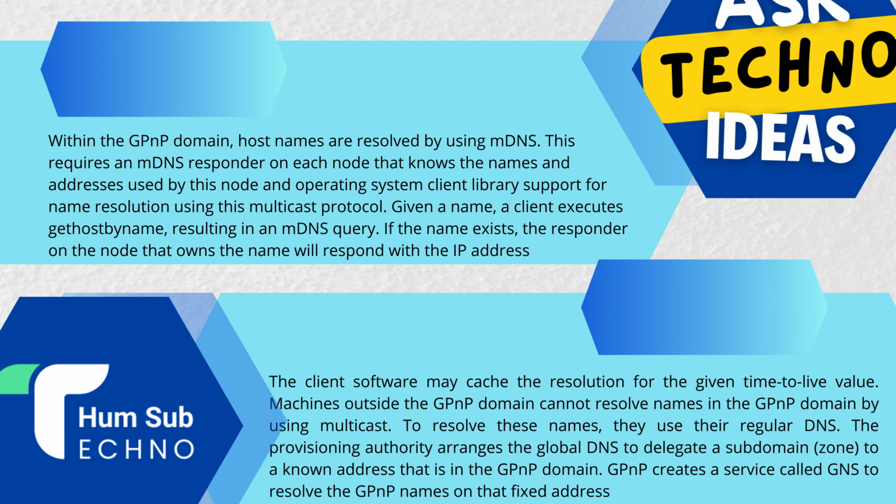However, computers outside the GPNP domain cannot use multicast to find names inside the GPNP domain. Instead, they use regular DNS. The system administrator sets up the global DNS to delegate a part of the domain to specific addresses within the GPNP domain. So GPNP then creates a service called GNS at the address to handle the name resolution within the GPNP domain.